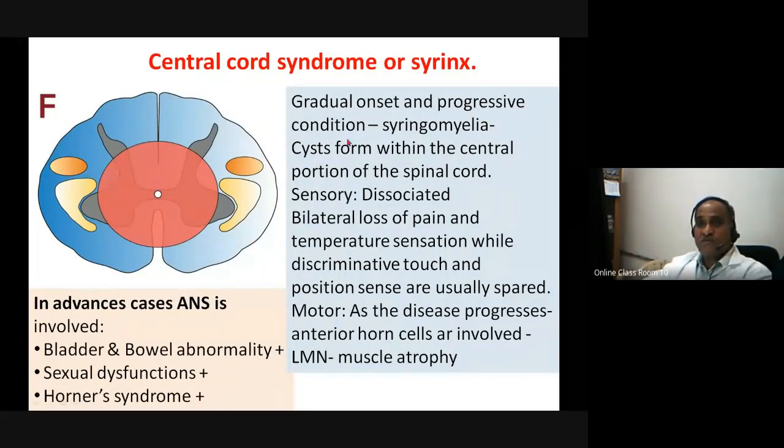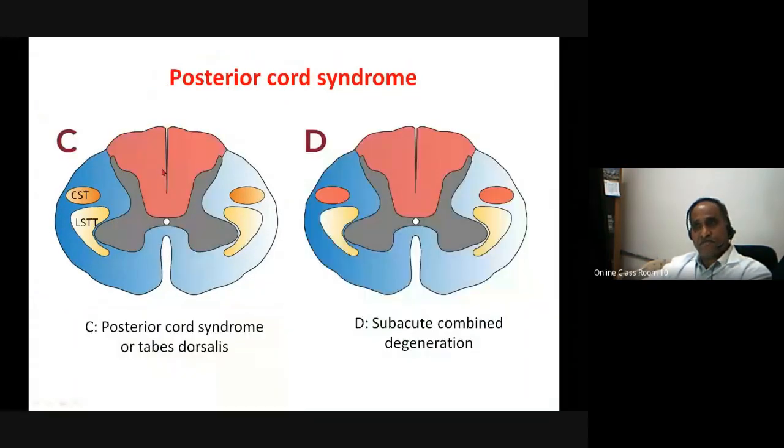This is a progressive condition, and it requires attention, because you have to map all these things, how they are happening, then you can understand. This is about syringomyelia. Syringomyelia is the central cord syndrome, and this is because of the production of the cavitation.